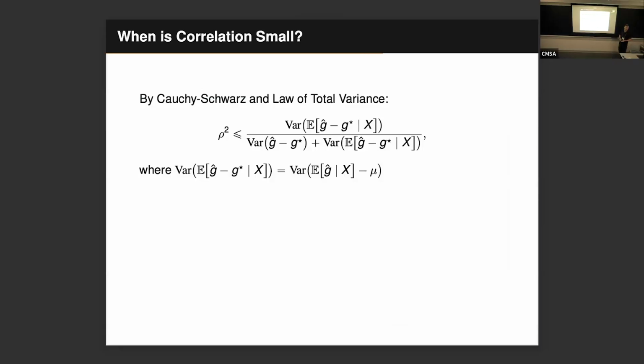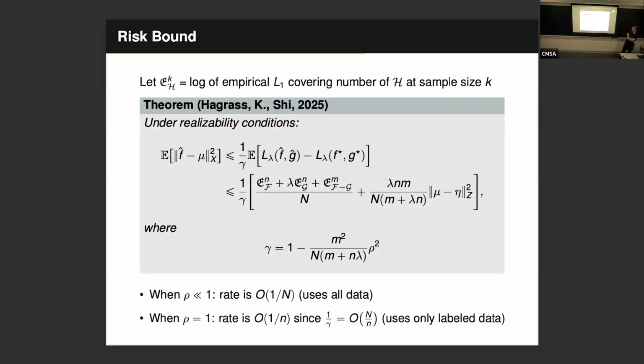Okay, yeah, question. From this, it seems that the larger you choose lambda, the better, right? You have a larger lambda, then you have a larger gamma. There is some balancing that's going on here. It's not always the case that choosing a larger lambda is better, because the correlation itself also depends on lambda too.